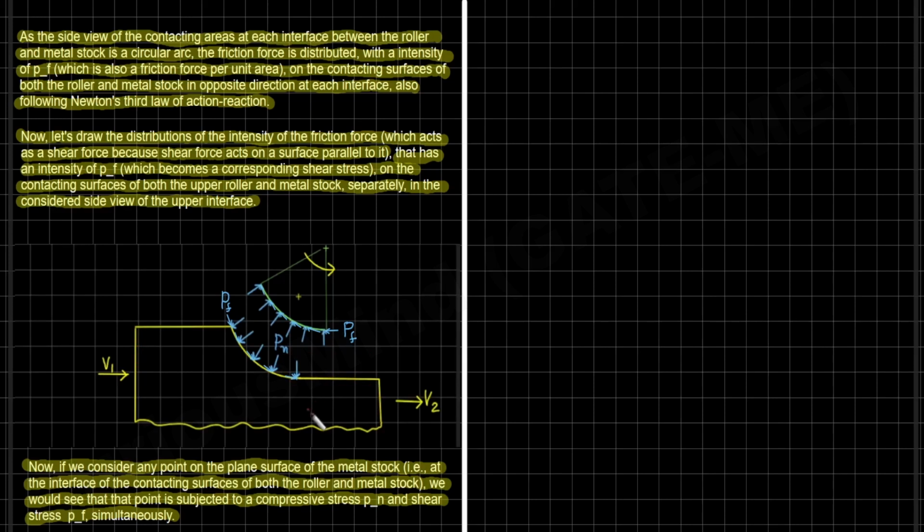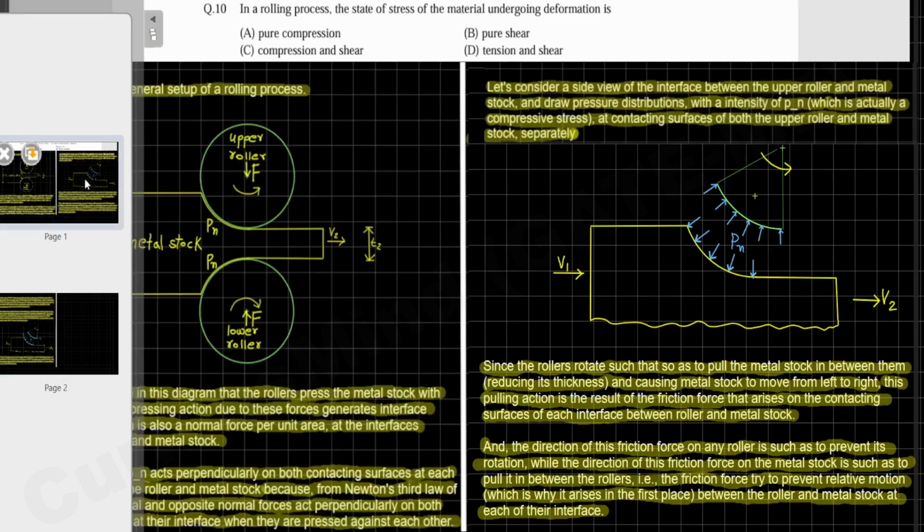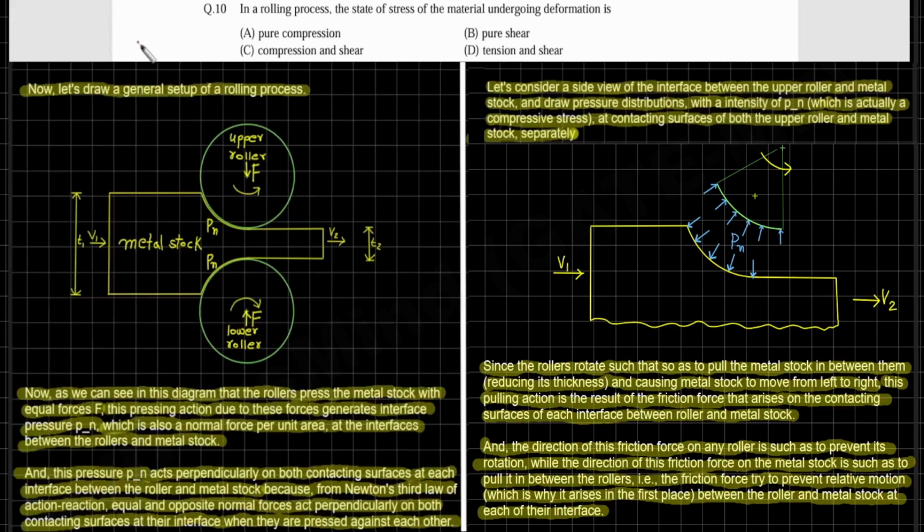So let's go back to the first page and try to answer this question. In a rolling process, the state of stress of the material undergoing deformation is compression and shear. So the correct option is C.